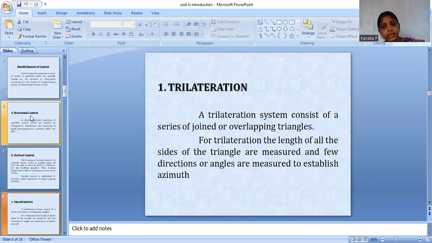The next topic is trilateration. What is meant by trilateration? Trilateration consists of a series of joined or overlapping triangles. In trilateration, all sides of the triangles are measured, and a few directions or angles are measured to establish the azimuth.